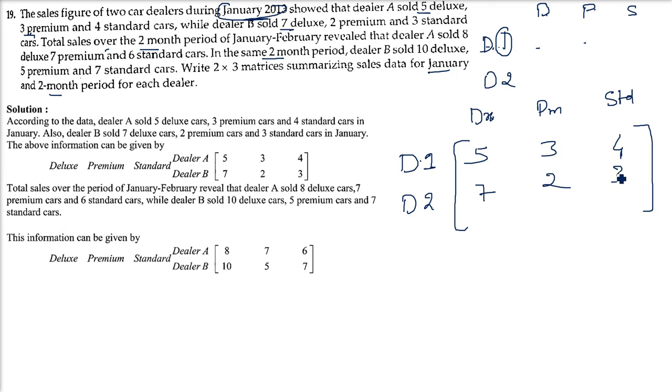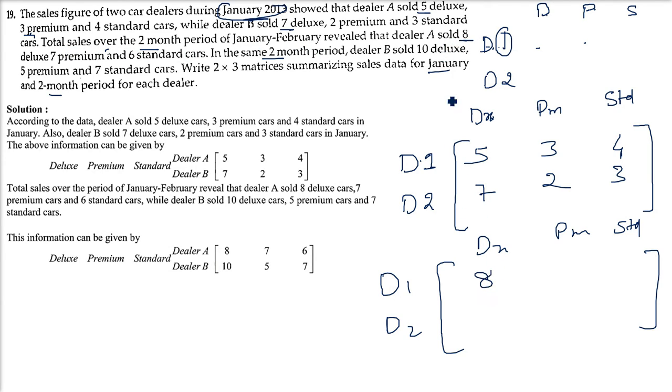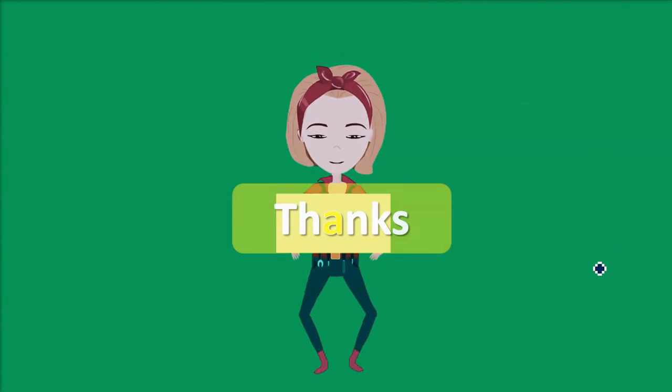Now coming to the second period, the 2-month period, January and February. Again the same thing: dealer 1, dealer 2, and deluxe, premium, standard. For the 2-month period, how many did A sell in total over January and February? A sold 8 deluxe, 7 premium and 6 standard cars. For the same 2-month period, dealer B sold 10 deluxe, 5 premium and 7 standard cars. So this is the whole scenario. Okay, this is all about this discussion. Thank you so much. Take care of yourself.